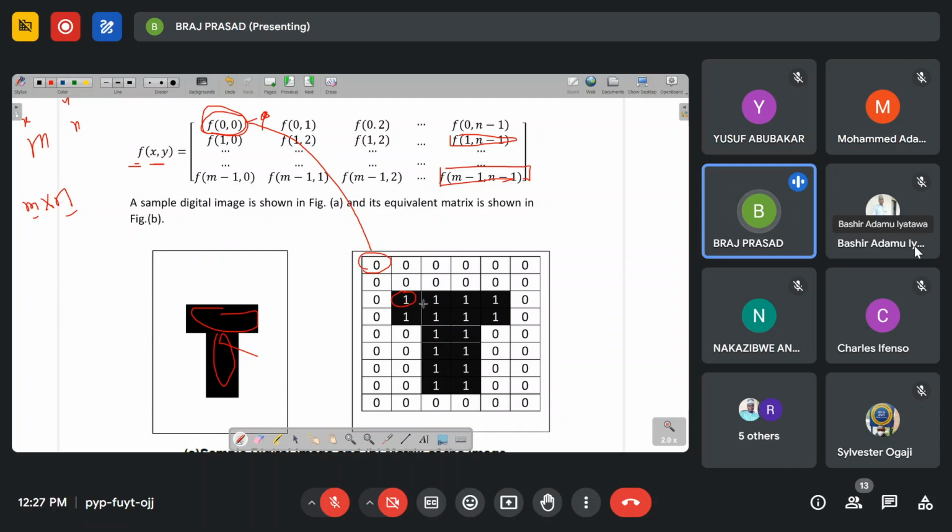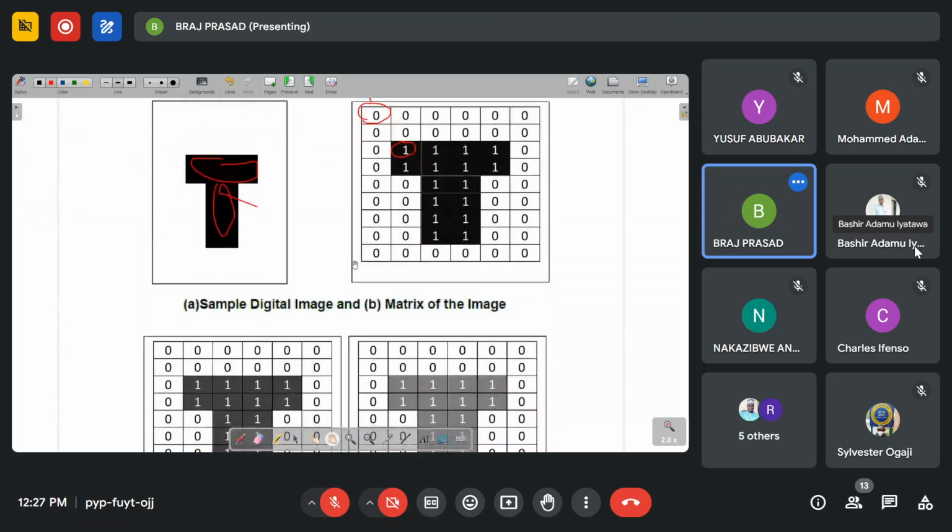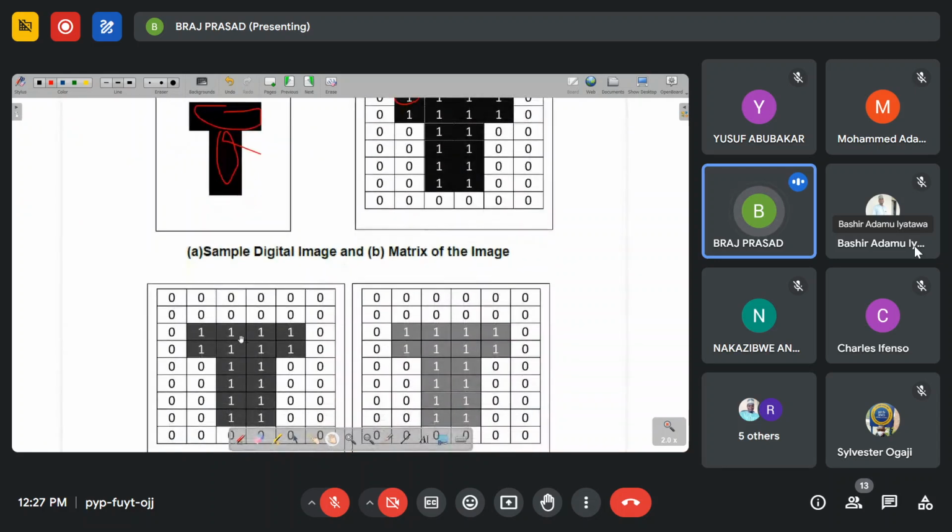But what about the color? At this place, the color is very dark, but in the other figure, this is less dark than this one, and this one is even less dark than the original color. So we need two different values to store the element value.